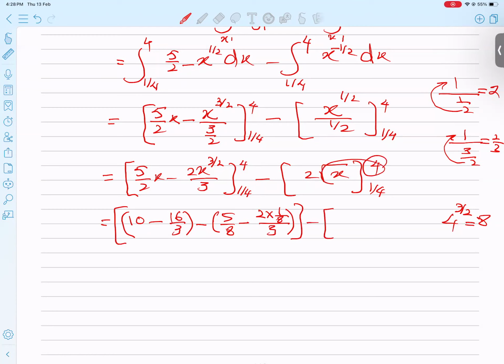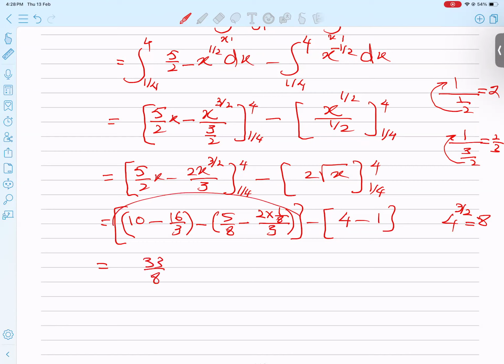So when I plug in 4, the root of 4 is 2, and 2 twos are 4. When I plug in 1 over 4, this becomes 1. Now if I simplify, this is a 10. I can even use a calculator: negative 5 over 8 plus 1 over 2 fours is 1 over 12. And this turns out to be 33 by 8.